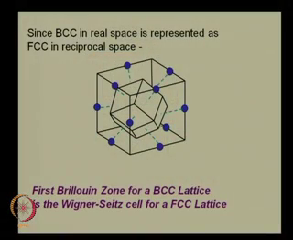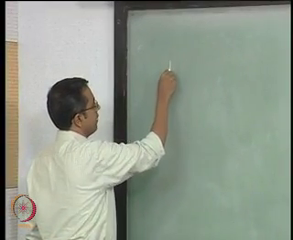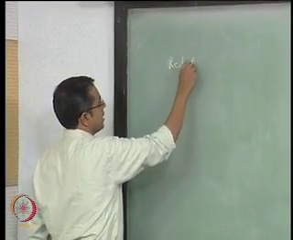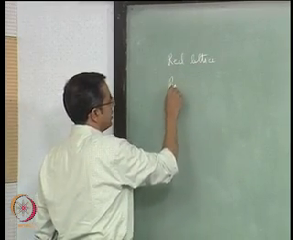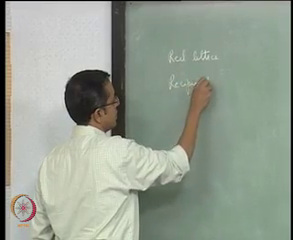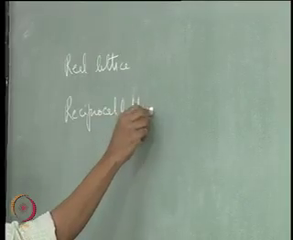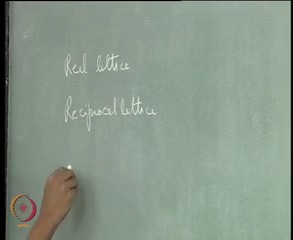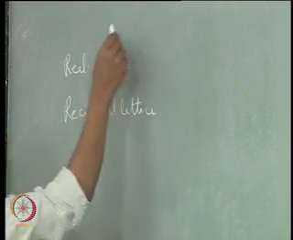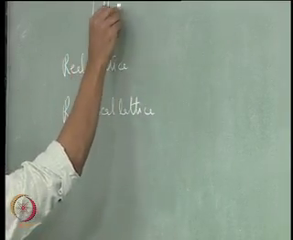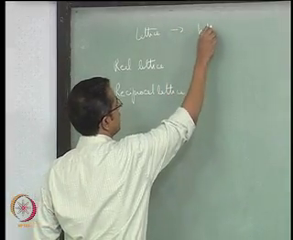We will now continue our discussion by looking at some other diagrams. Basically we have looked at a few things. We have looked at real space, real lattice, we have looked at reciprocal lattice, and we can say that with respect to any lattice we can define the Wigner-Seitz cell.